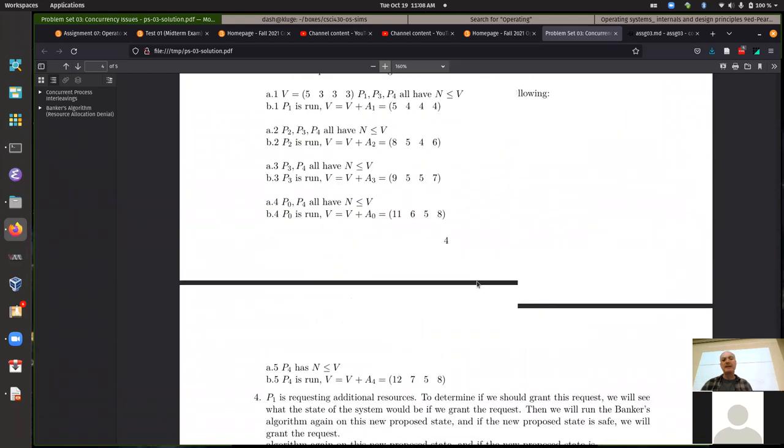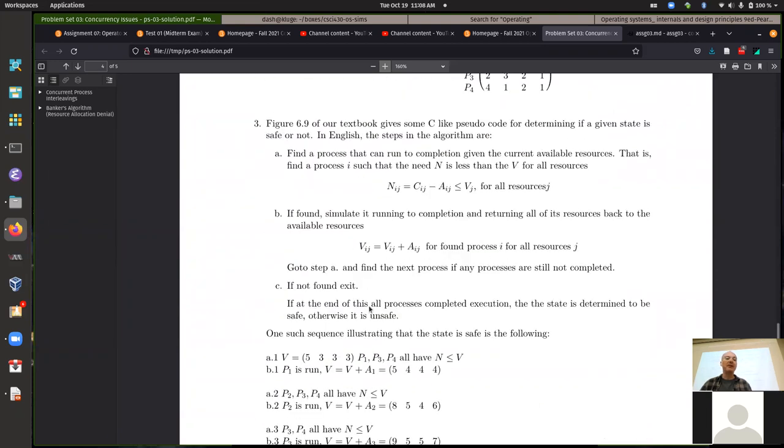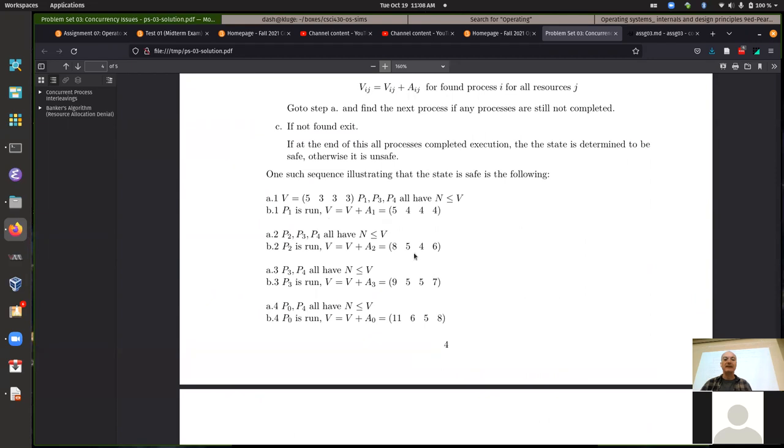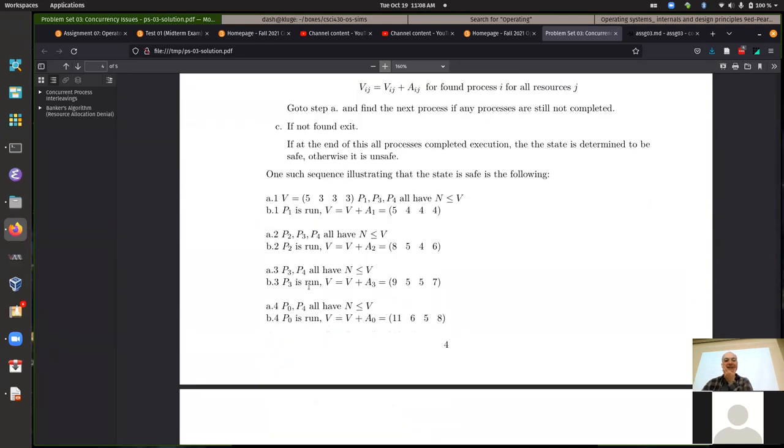All right, and then you people are still not quite getting one of the main points on this. You don't run the processes when you're checking if it's safe or not, the Banker's algorithm. You don't just run them once, right?